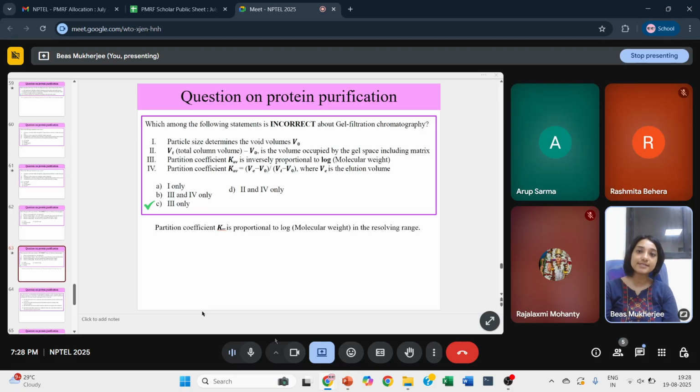And particle size determines the void volume V naught. So V naught is determined by the size of the beads, right? So if the bead is relatively smaller, then the void volume will be more. If the bead is larger, then the void volume will be less. Okay. So see, partition coefficient KAB is directly proportional to the molecular weight in the resolving range.